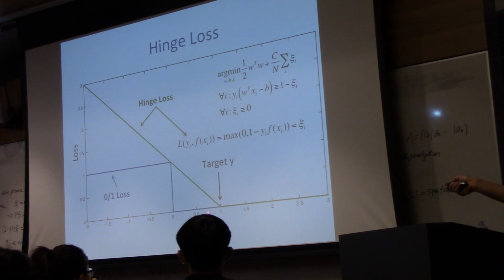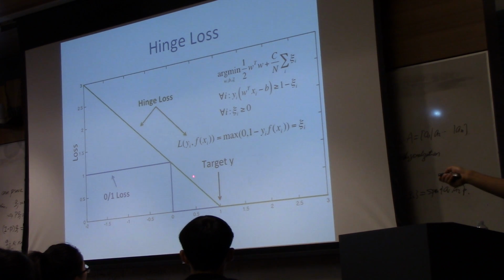As this score becomes less than 1, in order for this inequality to be satisfied, the slack variable has to be greater than 0. And the amount to which it needs to be greater than 0 is exactly the amount at which it needs for this thing to equal 1. So if the score is 0.5, the slack variable is 0.5, right?